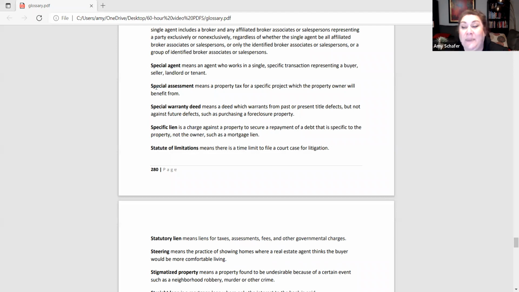Statute of limitations means if you're going to file a lawsuit against someone, there's a limit of time in which you can do it.